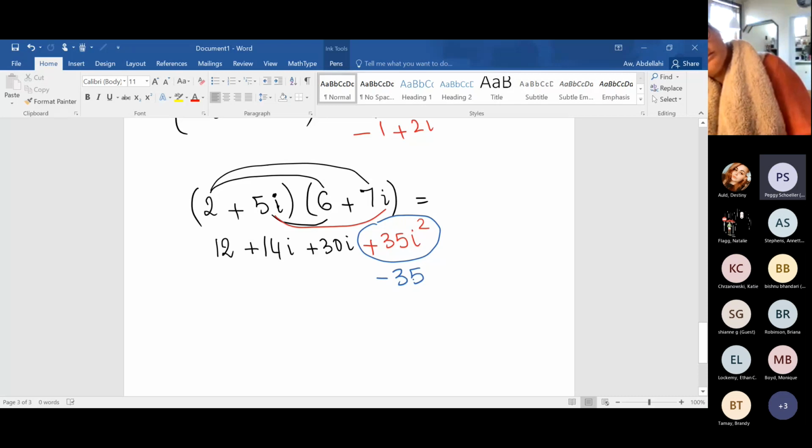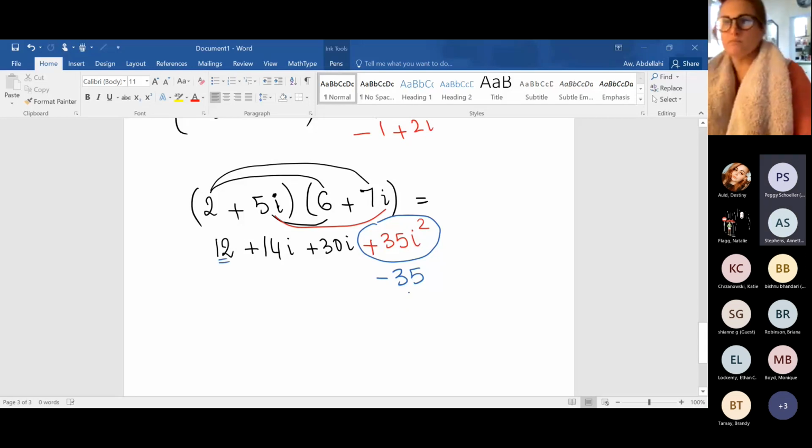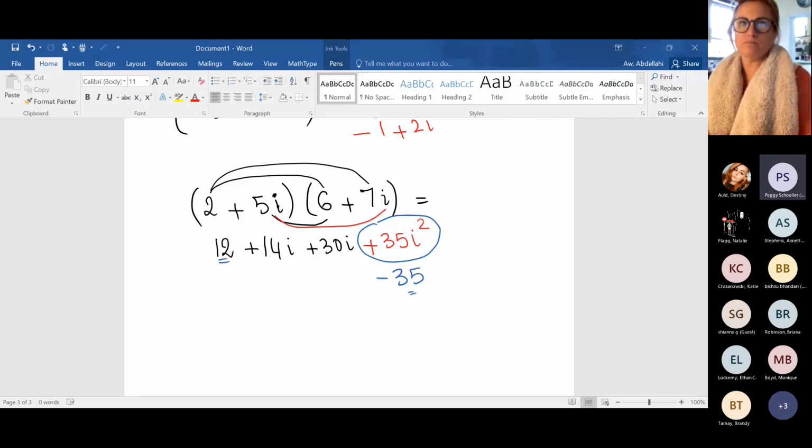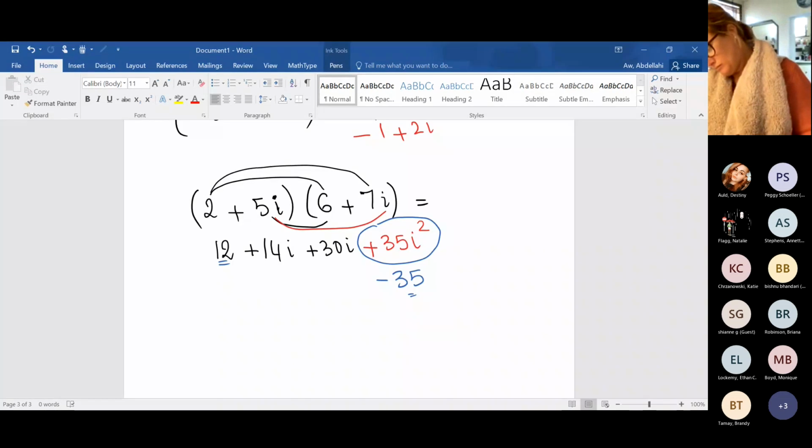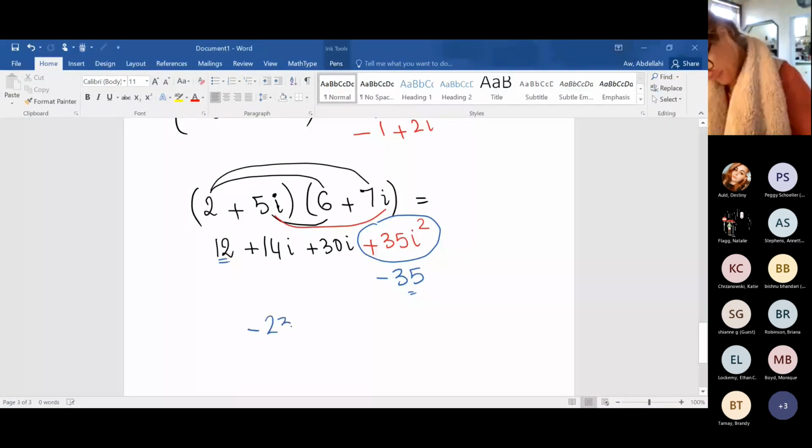So you never leave your answer with i squared, never. i squared is negative 1. You have to simplify that, right? And when you put negative 35, there is no more i. The i is gone because i squared is negative 1. Now we can group 12 with what number? Now we can group the 12 with the negative 35, which is negative 23.